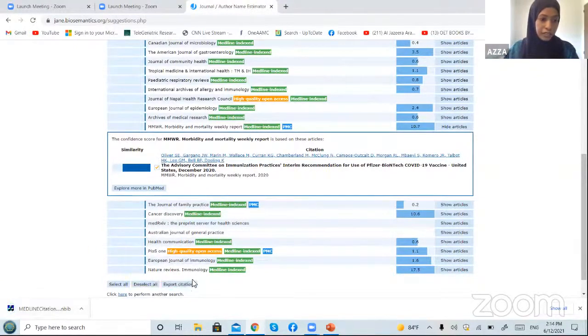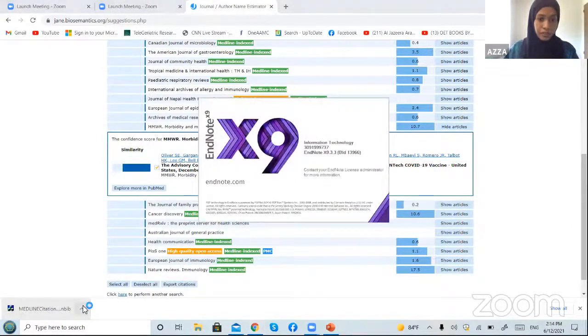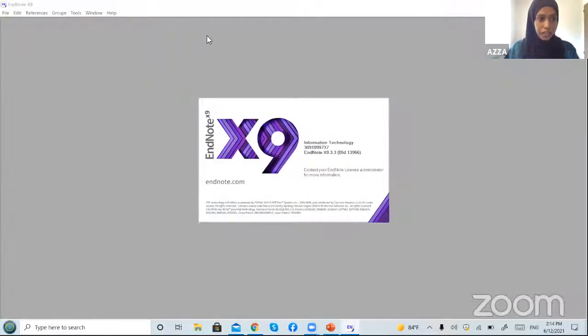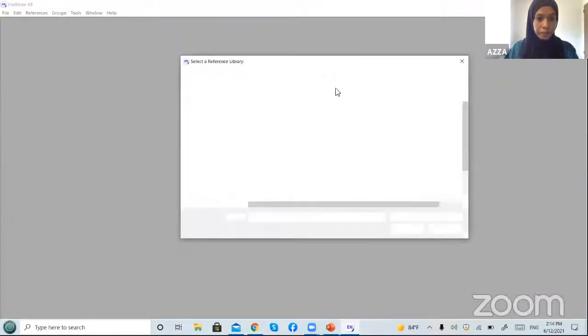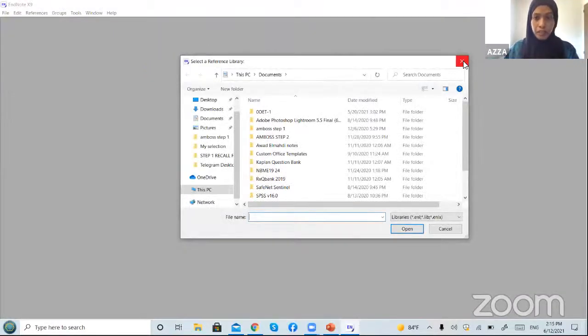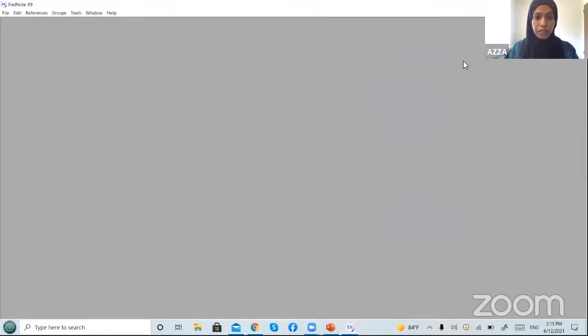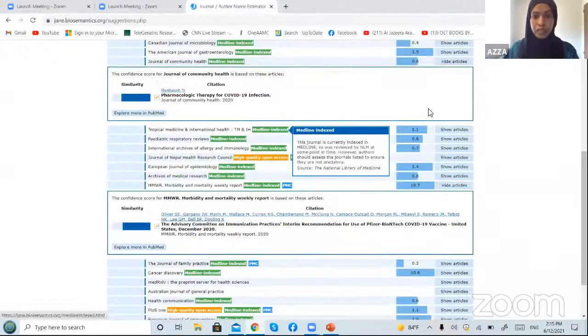Okay, when I did that, export citation, I'm just trying this with you all, fellows. It will give me an option so I can save the specific article.